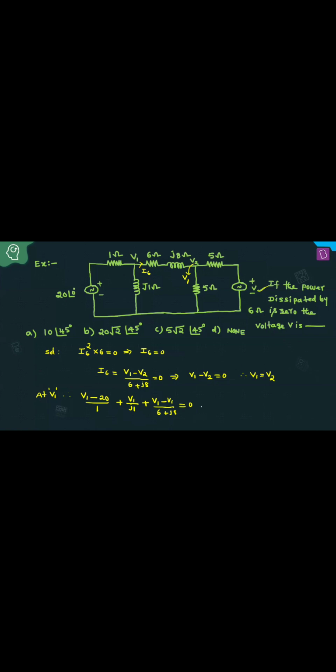Solve for V1. V1 minus 20 plus V1 by j1 is equal to 0. Then take V1 common. V1 minus jV1. Bring this j into the numerator. We get V1 minus j V1 is equal to 20. Then V1 common. V1 times (1 minus j) is equal to 20.